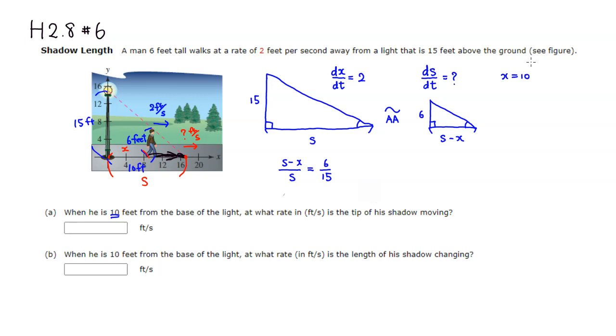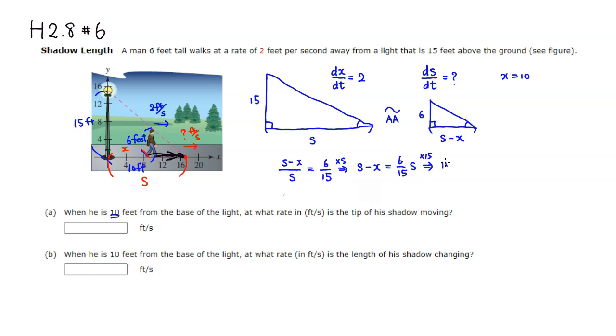All right, since we're looking for the derivative, I'm going to start with this equation and try to take the derivative. But I don't like the fraction, so I'm going to get rid of s by multiplying both sides by s. So you get s minus x is equal to 6 over 15 s. And then I actually don't even like the 15 there, so I'm going to multiply both sides by 15 so that I don't have to see a fraction.